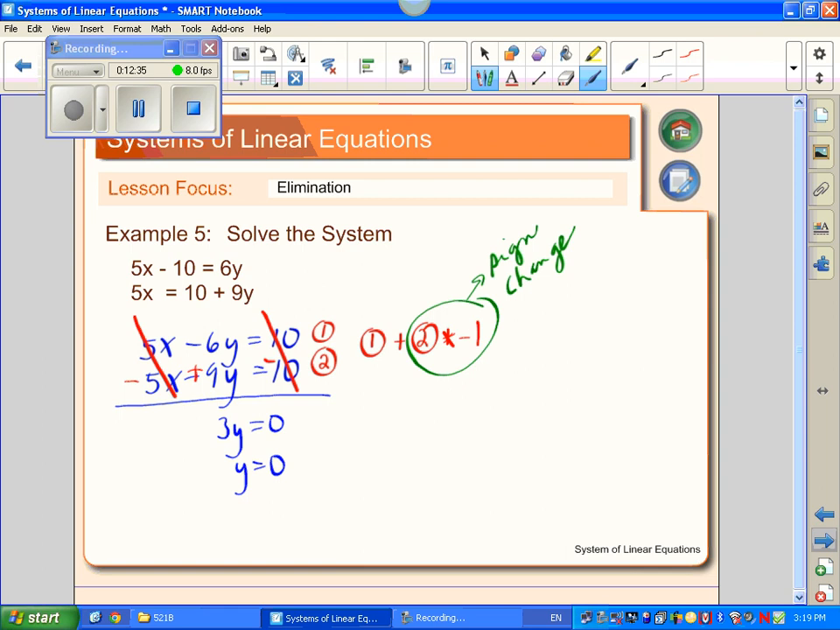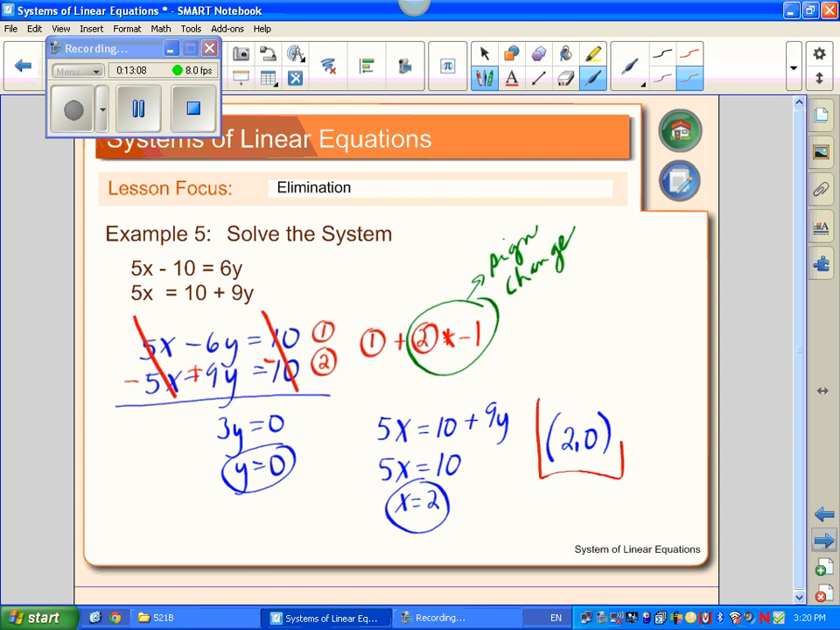You can always have a 0 y coordinate. That is telling me that it's on the x-axis. Well, where on the x-axis? So let's take our equation. 5x is equal to 10 plus 9y. 5x is equal to 10 plus 0. So x is equal to 2. So I have y is equal to 0, x is equal to 2. That point is the point (2, 0).